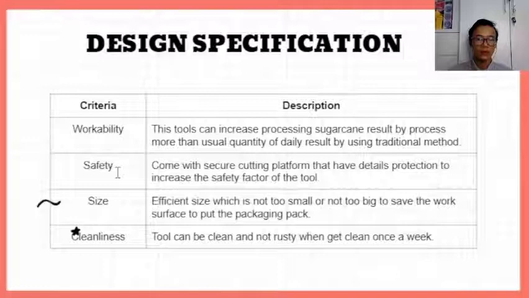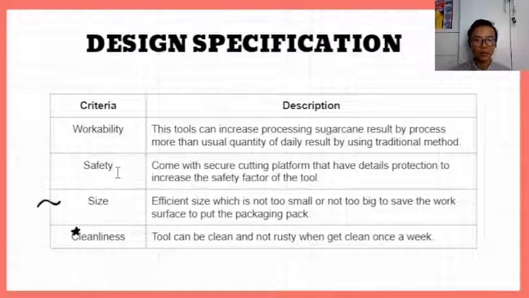Next is safety. We assure that our machine has details of protection to increase the safety factor of the tools. Next is size. We hope that our machine is not too small, so that we can have a work surface to put the packaging pack. Next is cleanliness. We hope that the machine we are designing is clean enough or easy to clean, not rusty when cleaned once a week.